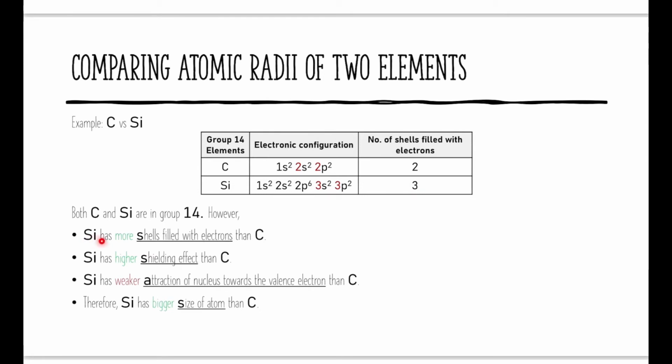Therefore, silicon has more shells filled with electrons compared to carbon. What happens is, silicon will have a higher shielding effect than carbon. Since silicon has a higher shielding effect than carbon, silicon will have a weaker attraction of the nucleus towards the valence electron than carbon. Therefore, silicon has a bigger size of atom than carbon.